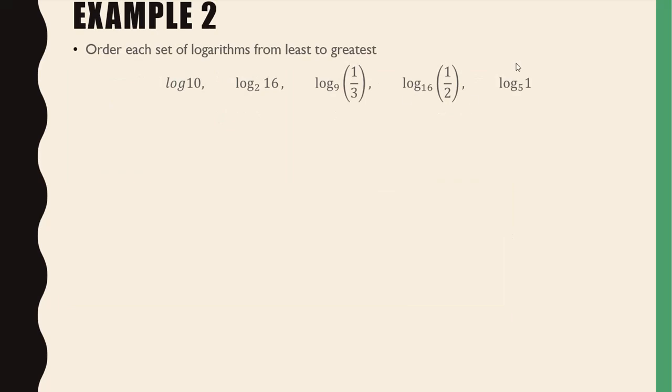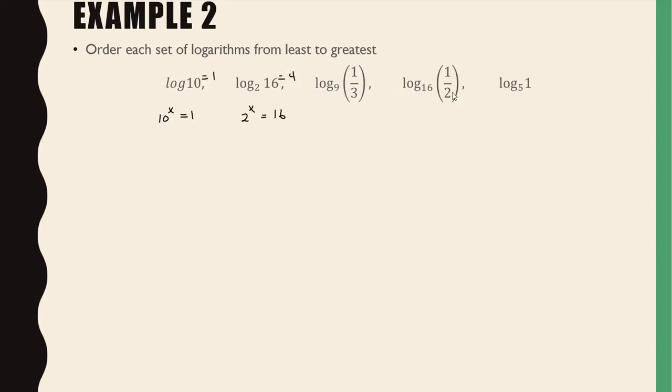So still using those same skills, order each set of logarithms from least to greatest. So we're going to just go and do the exact same thing, but now at least the bases are a little bit different, and there's some trickier ones here with a fraction. Now we have a common logarithm right away, so we're thinking 10 to the power of something equals 10, well 10 to the power of 1, so this is equal to 1 then. Alright, the next one, 2 to the power of something equals 16, well 2 to the power of 4 is 16, so therefore we get that this log base 2 of 16 is equal to 4.